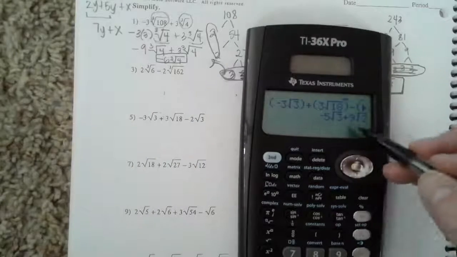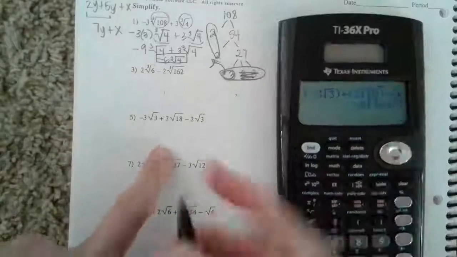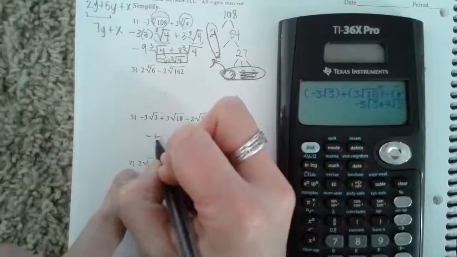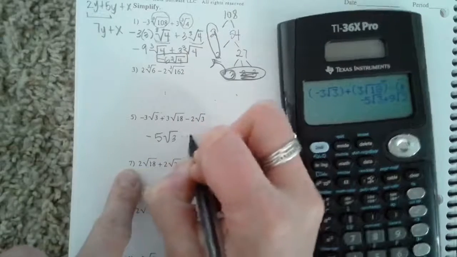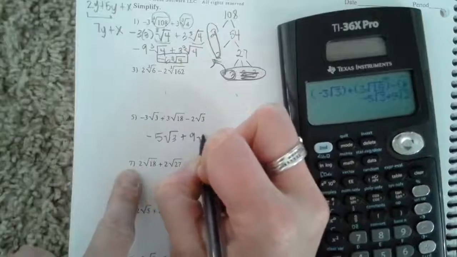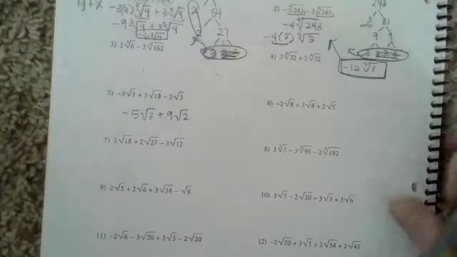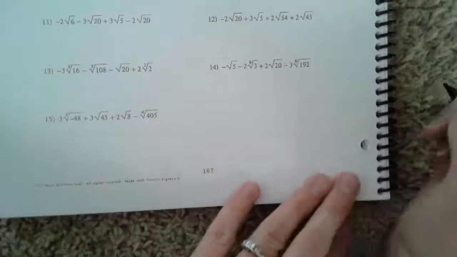Okay, look, it did it for me. So now I can just write that down. Isn't that fancy? It combined my like terms and it simplified my radicals. So that's fantastic. Okay, we're going to do one more example on number 14.